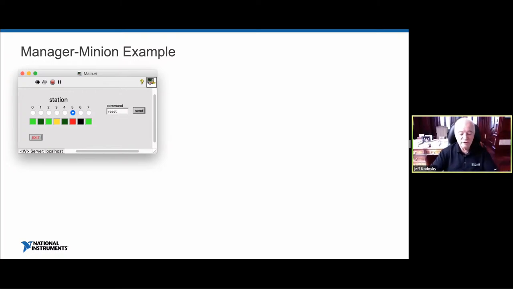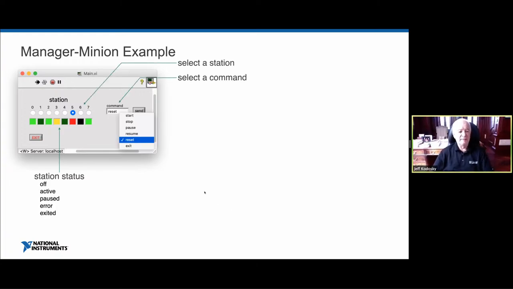Here's a simple example I built. I call it a manager minion example. There's a manager VI that controls 8 concurrent station VIs. You'll pardon my primitive UI here on the main VI, but that's not the point of the example. Imagine a much nicer UI, if you will. The LEDs here show the status of each station: whether it's off, active, paused, error, or finished and exited. The operator can select a channel with one of the buttons up here, then select a command with this pull down, and then hit this button to send the command.